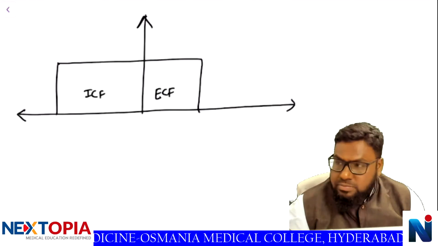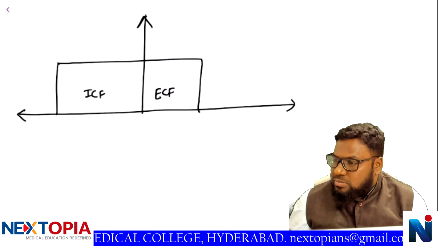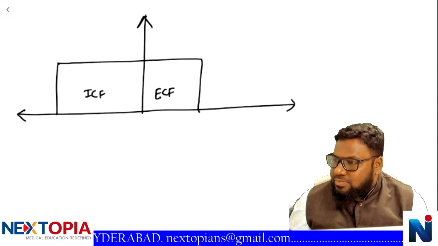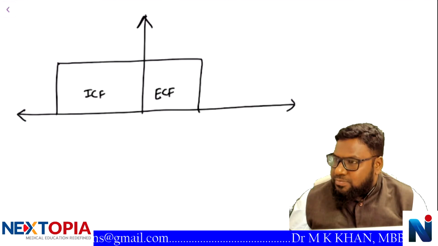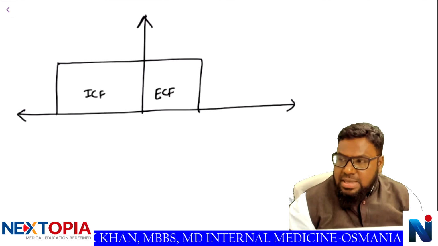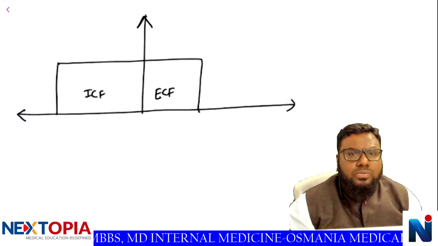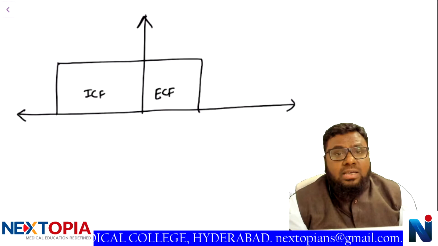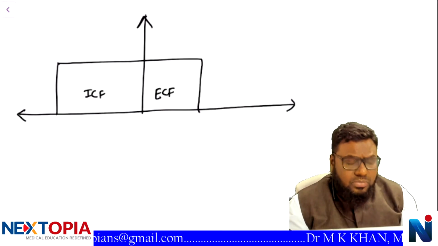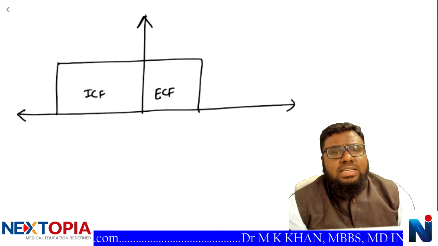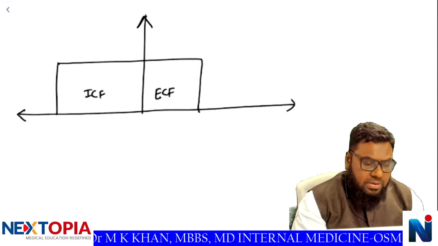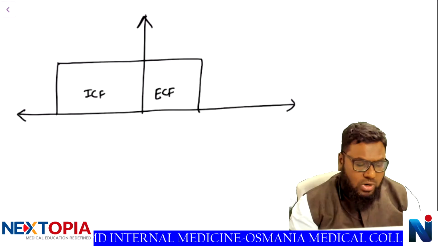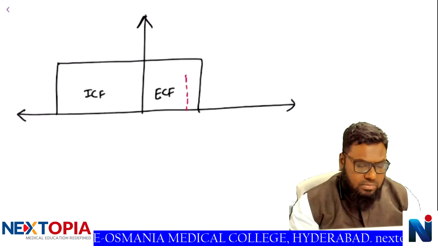So the next example is a person showing a decrease in the ECF volume, a decrease in the ECF osmolarity, with an increase in the intracellular volume. So how does that happen? Whenever there is a rise in intracellular volume as a result of decrease in osmolarity, this may happen. So a decrease in the extracellular volume and osmolarity, like this.